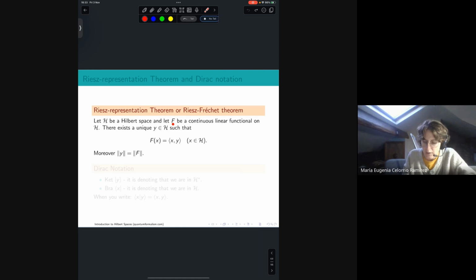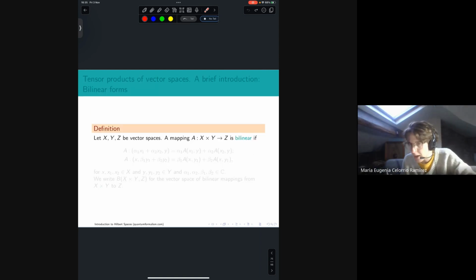Whenever we have a continuous linear functional on our Hilbert space, we can rewrite it. It's exactly the same if we write it like this than if we write it like this. This y is also unique, and the norms are the same. Bear in mind that this is the norm in the Hilbert space, and this is the norm in the dual. So basically what we are saying is that the space of the continuous linear functionals and the Hilbert space itself can be identified.